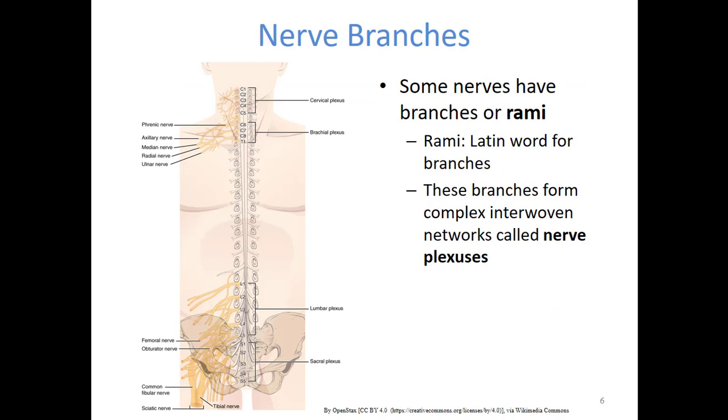Some nerves have branches, and branches are sometimes called rami. Rami is the Latin word for branches. These branches can sometimes form complex interwoven networks called a nerve plexus. In this picture here, we see some different examples of a nerve plexus. And it looks like a web, and it does look pretty complex. But believe it or not, we have these nerve plexuses very well mapped out. We can predict with high fidelity what the consequences will be if damage occurs to any one branch in a nerve plexus.